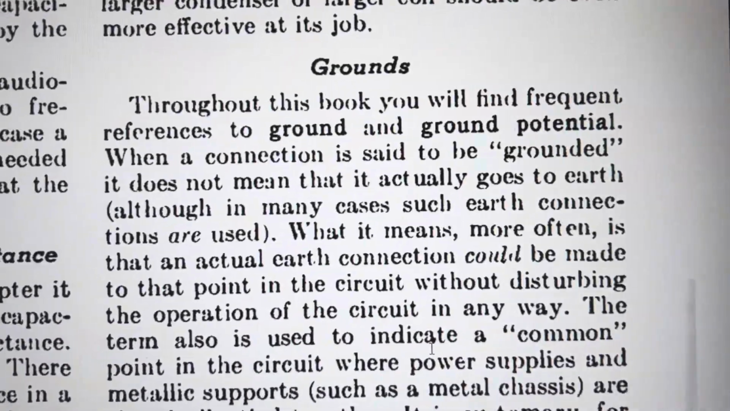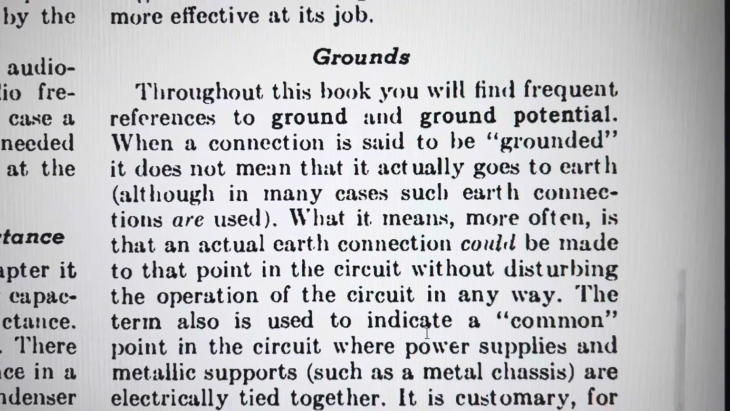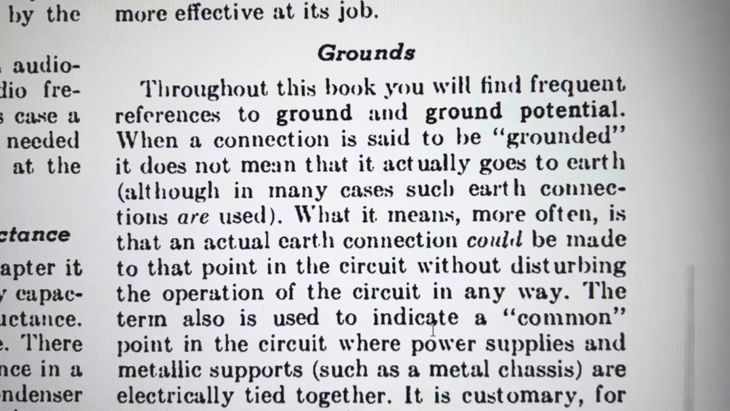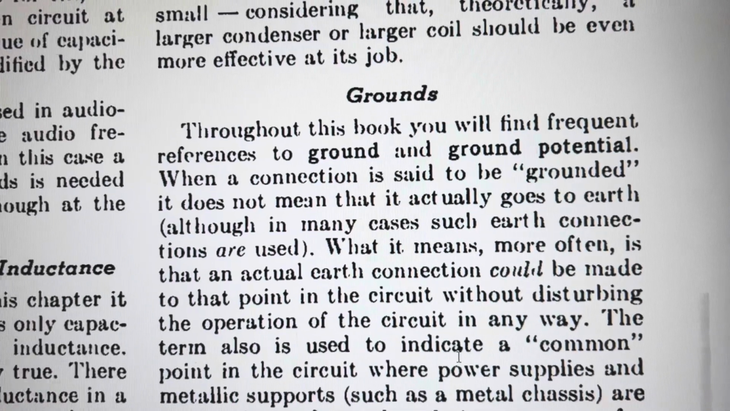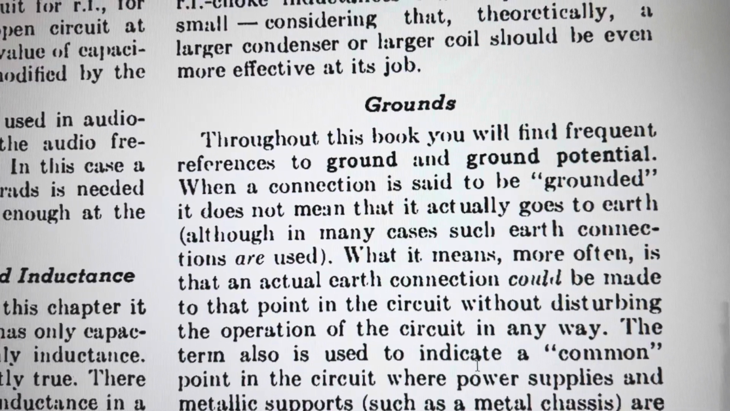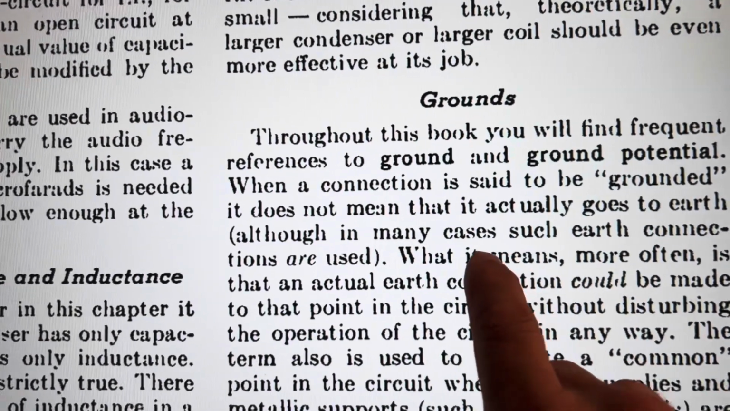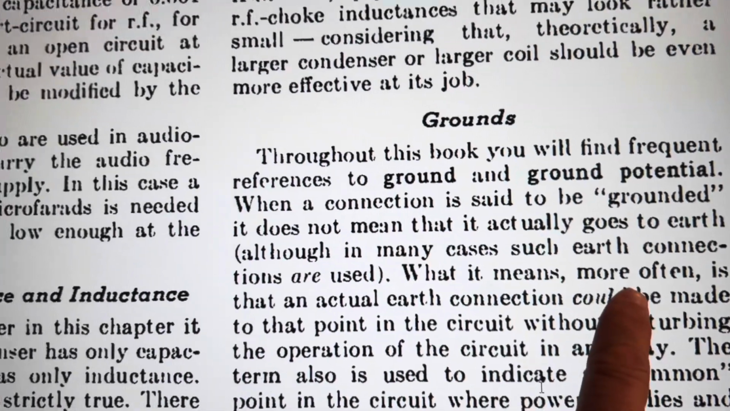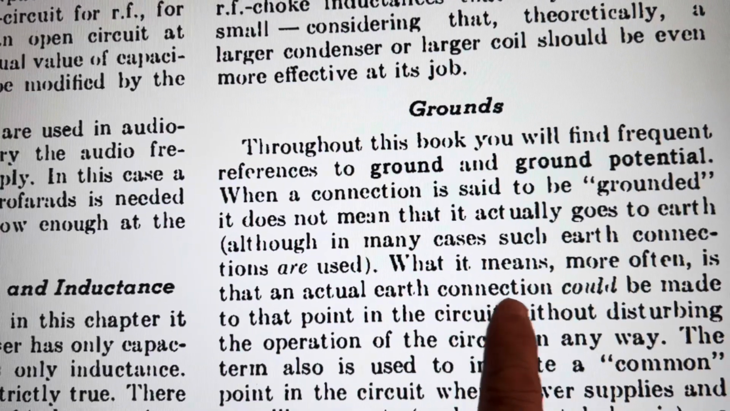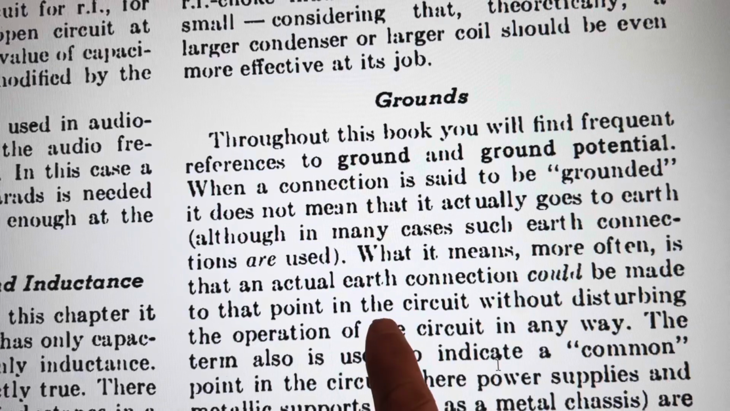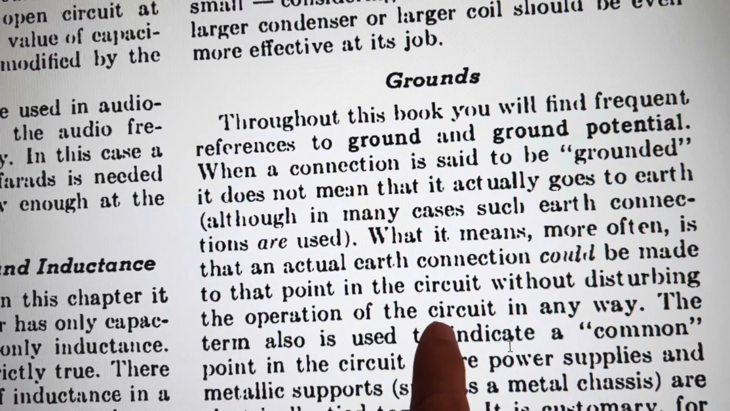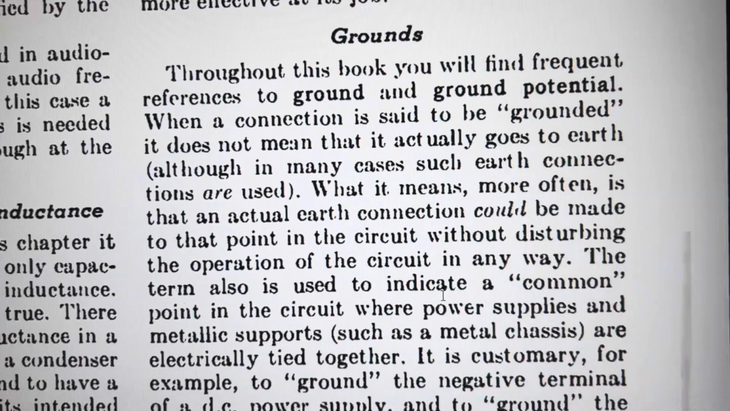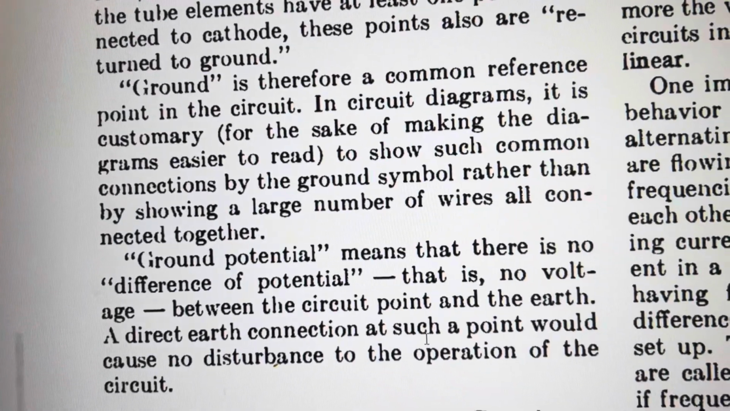And on grounding, this is one of the things I realized by looking at some videos of people doing ham radio stuff. Grounding doesn't necessarily mean it's connected to the ground. And what they say here is that more often, the actual earth connection could be made to that point in the circuit without disturbing the operation of the circuit in any way. Say what? It's a little more explained here.